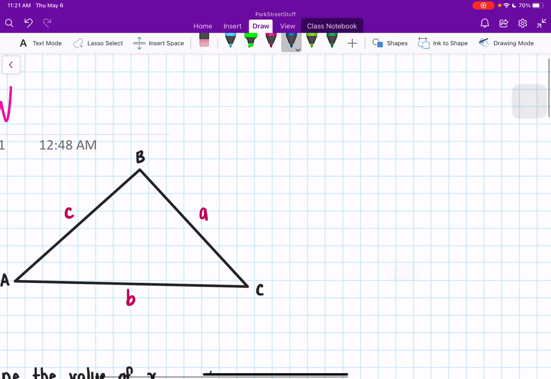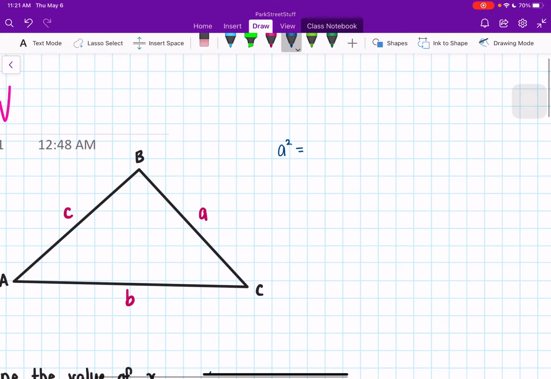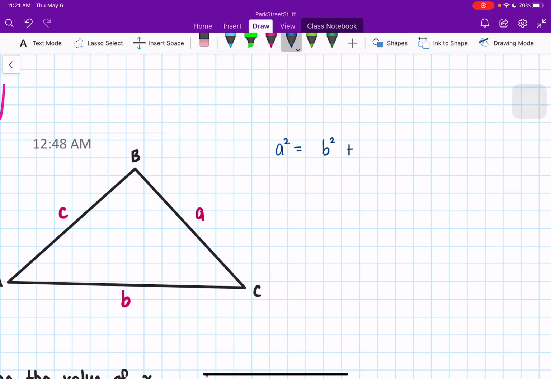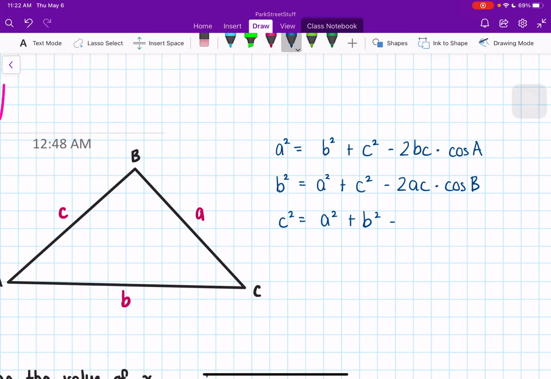So we're going to write out cosine law. So first we're going to have a squared is equal to b squared plus c squared minus 2bc times cos of A. We also can write it in the form that b squared is equal to a squared plus c squared minus 2ac times cos of B. And I'm sure you can see the pattern now. c squared is a squared plus b squared minus 2ab cos of C. So notice that the angle that we want, or the angle used, will have the side in the front. So that's just another pattern for you to notice.